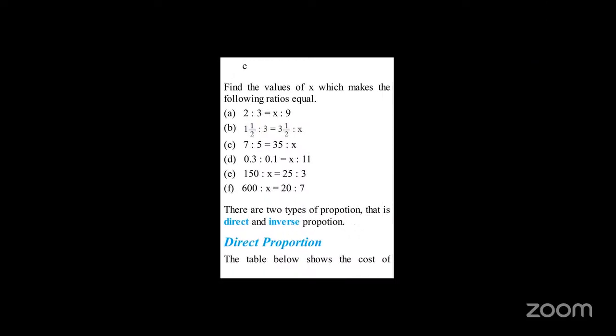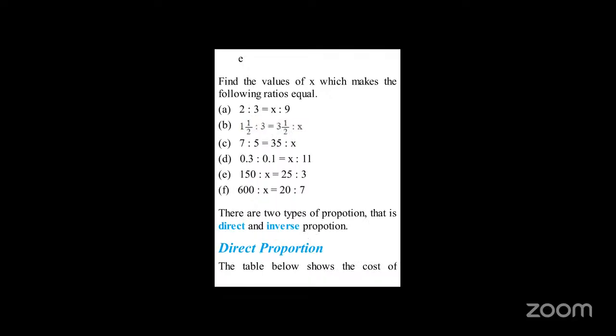Ukiangalia hapa number 2, wamepeana find the value of x in the following ratios. So hii ni ya kuequate tu. So for example, ukiangalia part A ni 2 ratio 3 is equals to x ratio 9. For this one is simply equivalent.